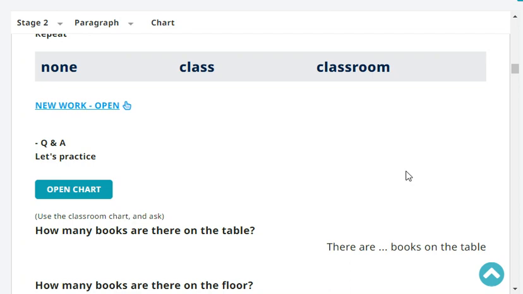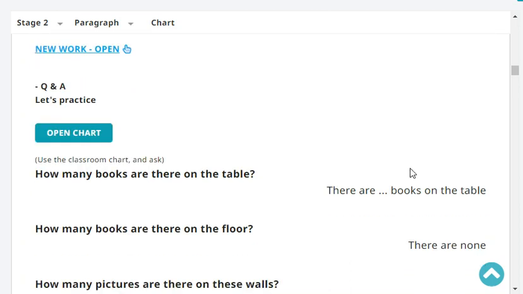How many books are there on the table? There are some books on the table. So, how many? You should answer specifically. There are three books on the table. Very good. If the question is "are there some books?", there are some. Okay.